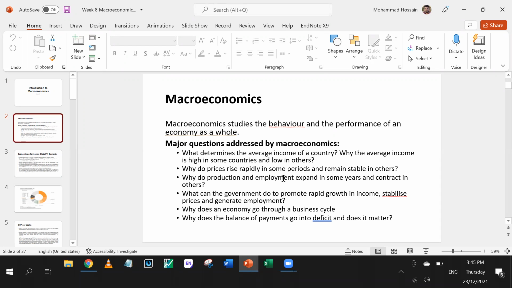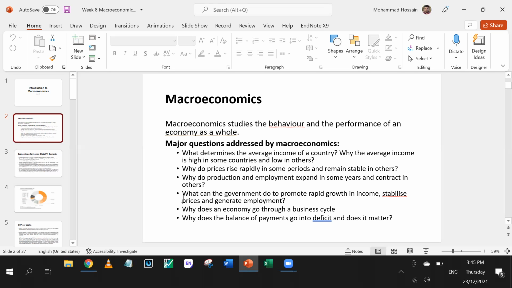So it says here, macroeconomics studies the behavior and the performance of an economy as a whole. So macroeconomics will tell you about how an economy has performed. What are the behaviors of an economy? How the economy will be behaving. So these things we'll be actually discussing. These major questions addressed by macroeconomics are what, and before I go to this question, another point would be this here.